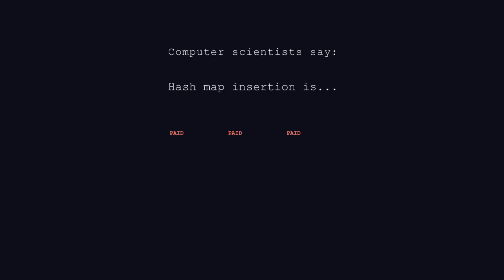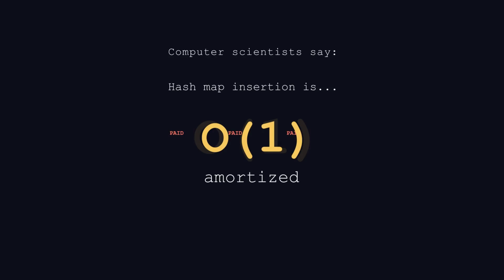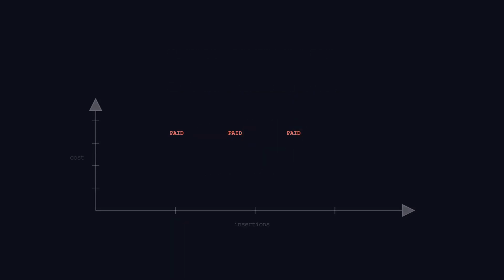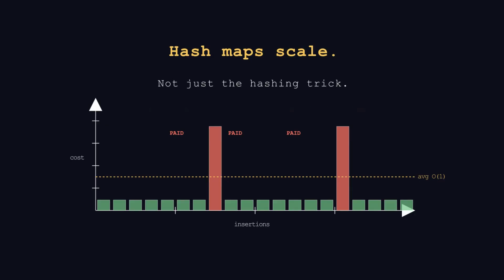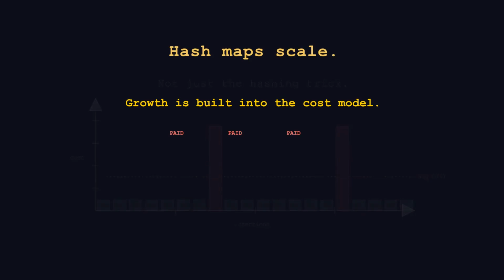This is why computer scientists say hash map insertion is O of 1, amortized. Any single insert is cheap, and the rare expensive resizes are already budgeted for. The average cost per operation stays constant, no matter how large the table grows, and that's what makes hash maps scale. Not just the hashing trick, the fact that growth itself is built into the cost model.